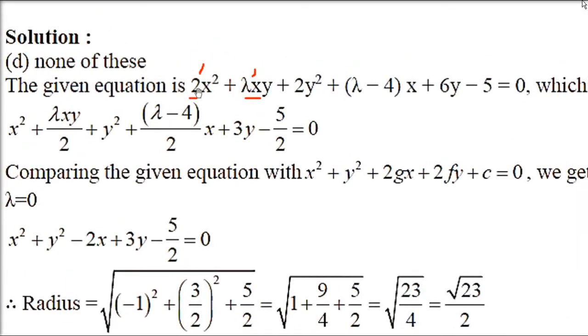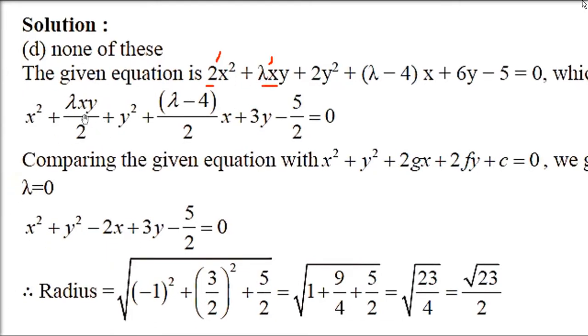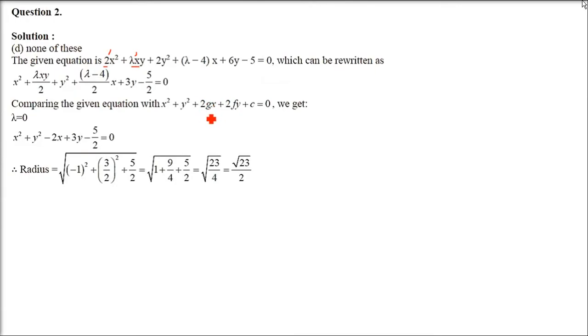After making it unity, compare it with the general equation of the circle, x square plus y square plus 2gx plus 2fy plus c equals 0. X square and y square we have already made unity. And the final equation we have also got, dividing it by 2. But when we equate it with this general equation, you see in this general equation there is no xy term. There is no xy term. Only 2gx, 2fy, x square and y square are there.